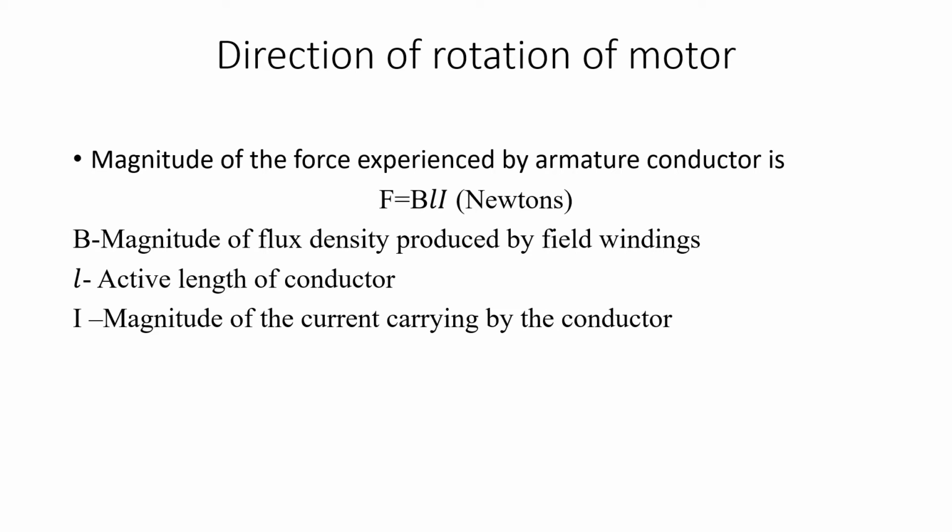The force experienced by the armature current carrying conductor is F equal to BLI. Here B is the magnitude of the flux density, L is the active length of the conductor, and I is the magnitude of the current carried by the conductor.